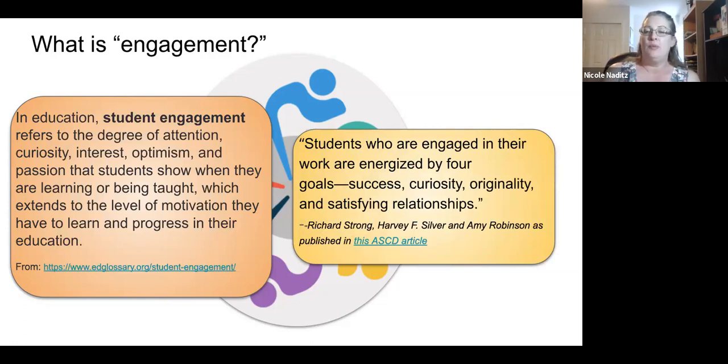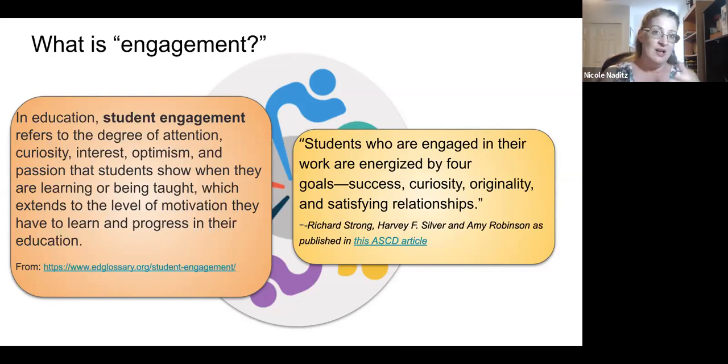This article is by Richard Strong, Harvey Silver, and Amy Robinson, and I'm familiar with Richard Strong. I actually have a couple of his books. I'm not as familiar with his co-authors, but in this article, they say that students who are engaged in their work are energized by 4 goals: success, curiosity, originality, and satisfying relationships. And I think that between those 2 things, we're seeing a lot of what you called out and really brought to the surface in terms of what engagement looks like for you.